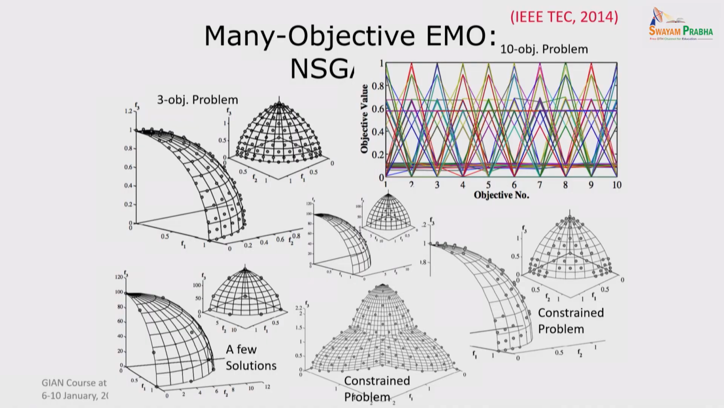And you can see some results. This is on 3 objectives. See how nice a distribution. Here I have 91 lines. 91 falls into the Das and Dennis number, and you can see how nice a distribution you can get.